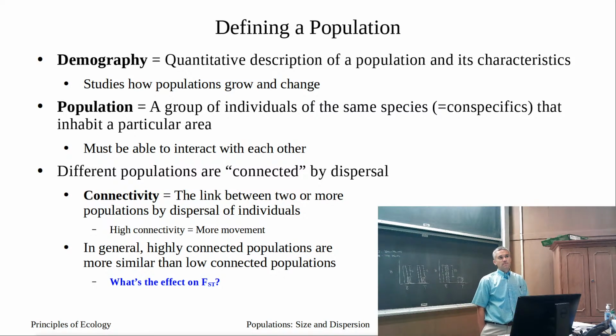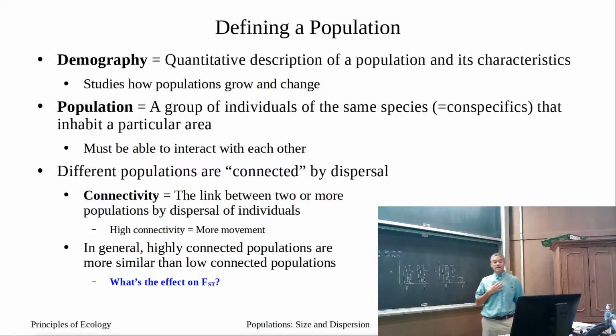Now, we recognize that we can have multiple populations through larger areas. Our different populations are connected by dispersal. That's our gene flow. Connectivity describes that link between our populations. Right, so connectivity is defined as the link between two or more populations by dispersal of individuals. That's our gene flow. So you could say a link between two or more populations by gene flow.